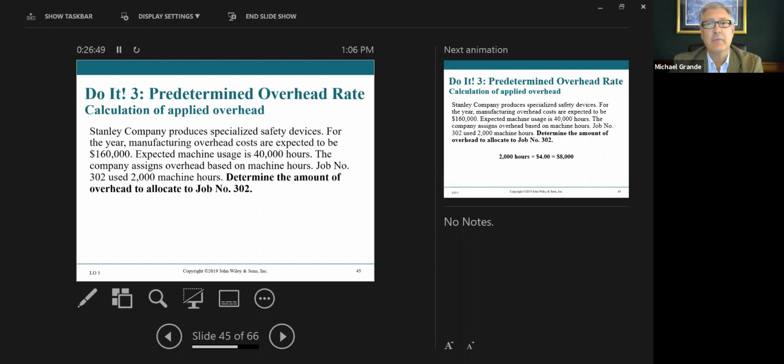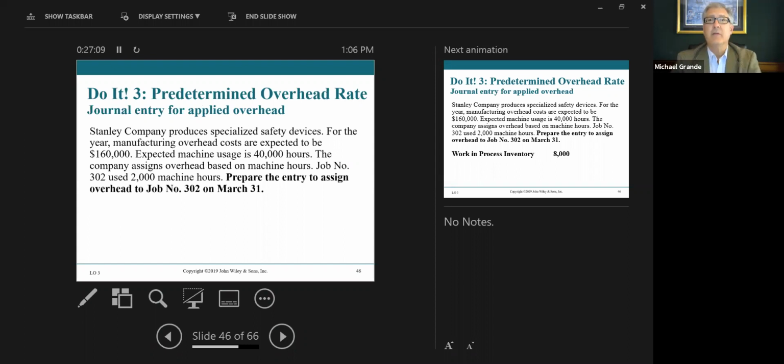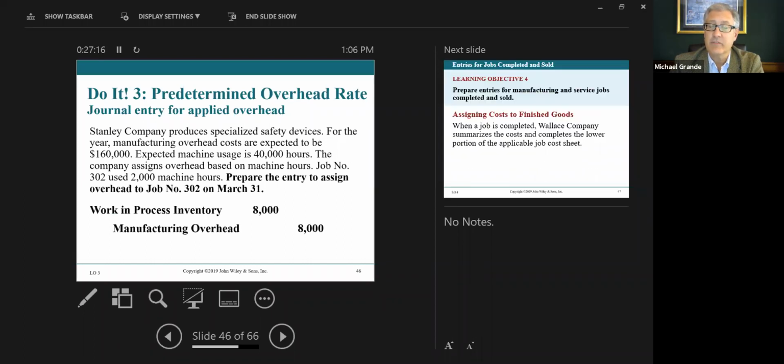It goes on to say the company assigns overhead based on machine hours. Job 302 used 2,000 hours. Determine the overhead to be allocated or manufacturing overhead applied. Actual activity, 2,000 hours. Predetermined overhead rate, $4 per hour, for $8,000. Then, prepare the entry to assign overhead to job number 302. There's the journal entry. You calculated $8,000 of manufacturing overhead to be applied. That's the journal entry to do it.